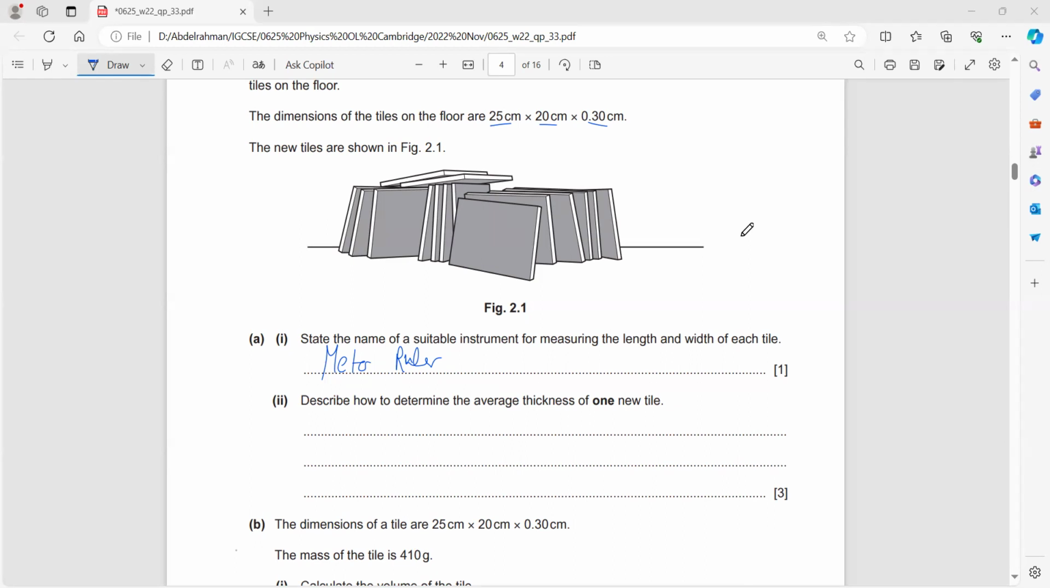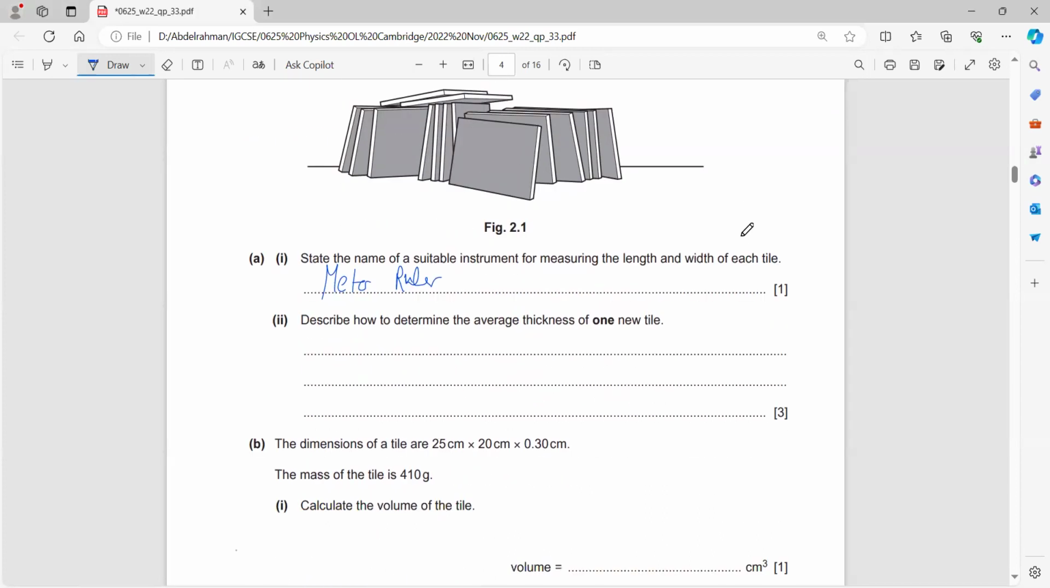10, 20, 100 might be a little too much. Be careful, we're not talking about sheets of paper. If I stack sheets of paper, yes, we can say 100, 200, whatever number of sheets would be okay. But here I'm talking about tiles, which are much thicker than paper. So I'll stack, let's say, 10 tiles over each other.